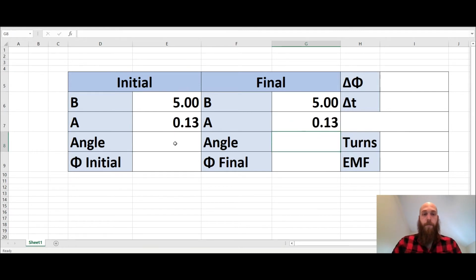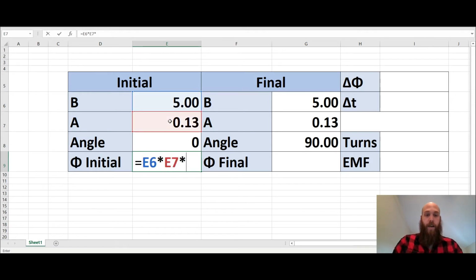Great. Initially, we were parallel to the field, so that's an angle of 0. And we're going to move to perpendicular to the field, so that's going to be 90. Nice. So now we just have to calculate these fluxes using B dot A. Whenever you do a dot product, that's the cosine of the angle between your two vectors, in which, in this case, we're talking about the magnetic field vector and the normal. So we're just going to do B times A times the cosine of this angle.